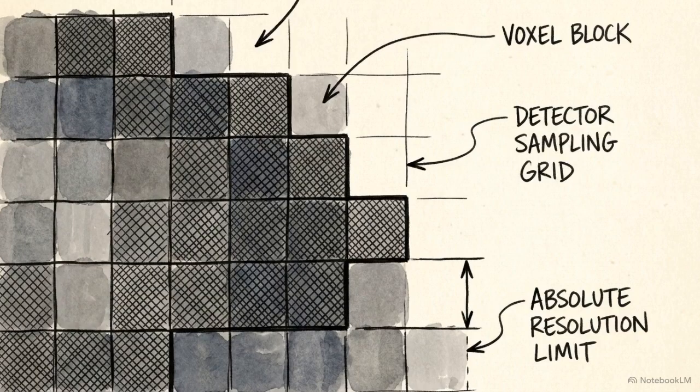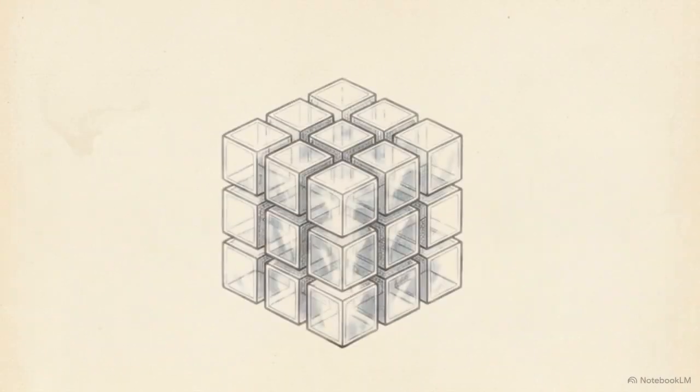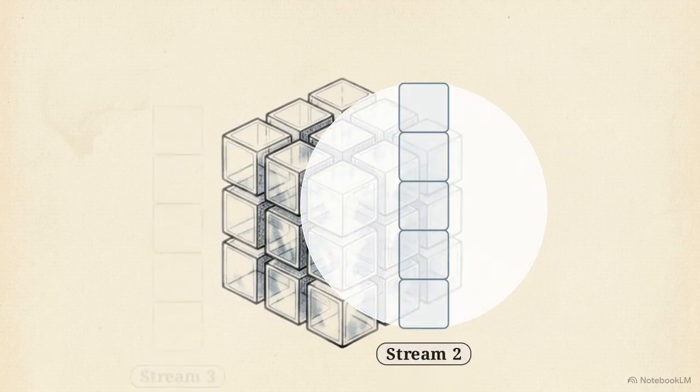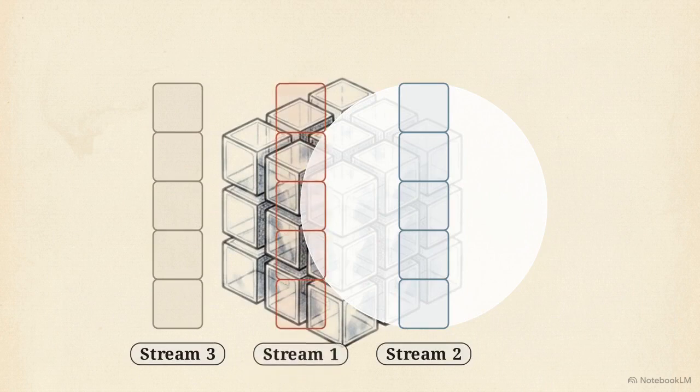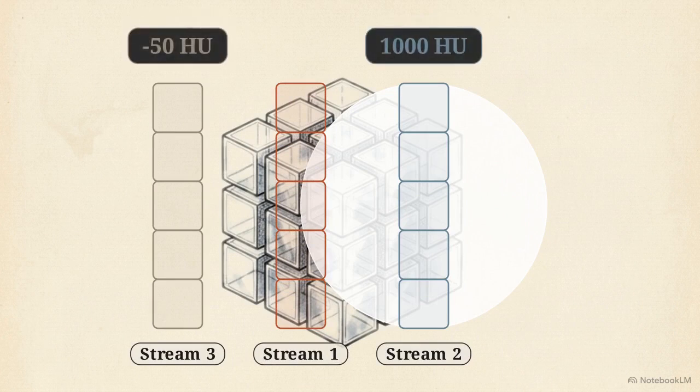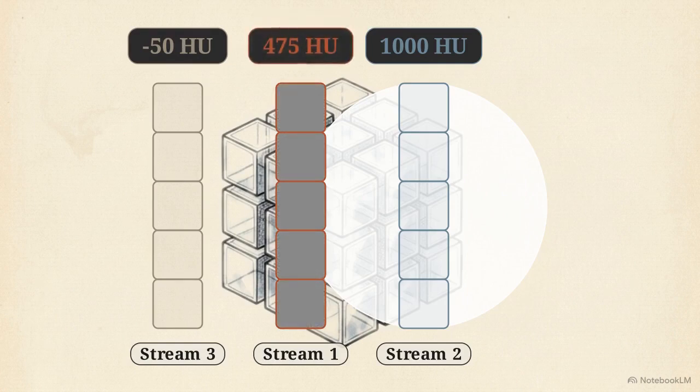Image clarity is also limited by geometry, specifically how detectors sample anatomy into individual voxels. The partial volume effect occurs when a dense object only partially occupies a measured slice. In this 3D grid, Stream 2 is entirely inside the dense object, while Stream 3 is entirely outside. Stream 1 sits exactly on the boundary. Stream 2 registers a high Hounsfield unit, and Stream 3 registers a low one, providing accurate data. Because the detector averages all data within Stream 1, it outputs a false mid-range value for the boundary voxel.